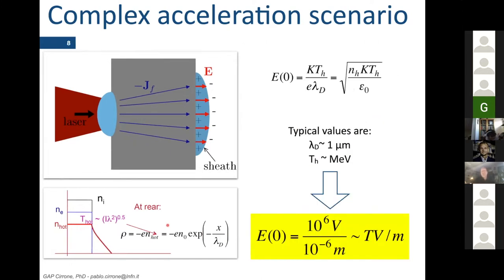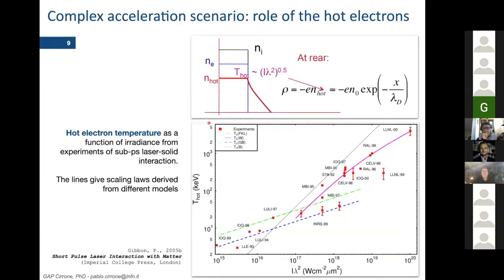The parameters that are connected to the production of the electric field are the temperature of these hot electrons and the Debye length. It's useful to understand that the interaction and the production of this sheath electric field occurs in a space of the order of the Debye length, that is of the order of a micron, with a temperature of the hot electrons of the order of the MeV. And this produces an electric field that is of the order of teravolt per meter. So it's a huge field that is responsible for acceleration.